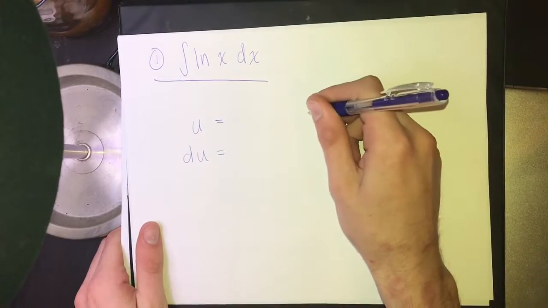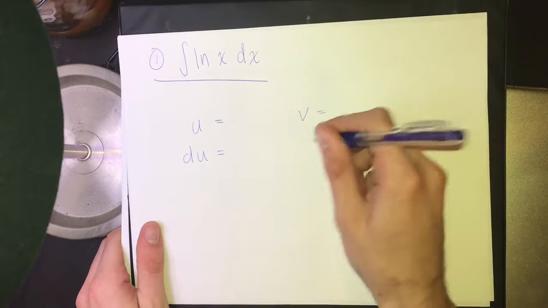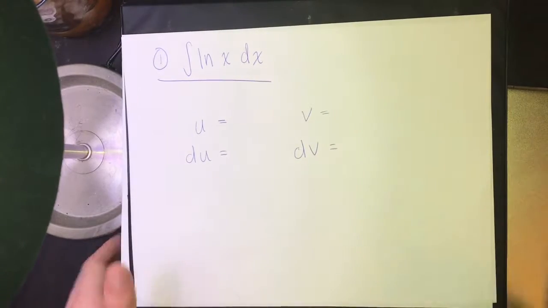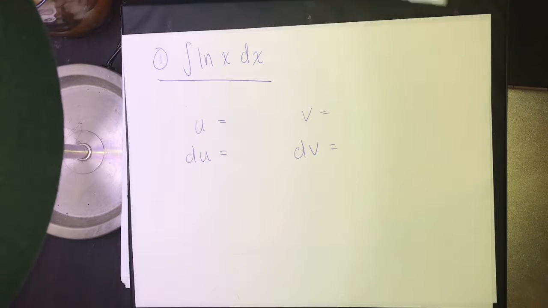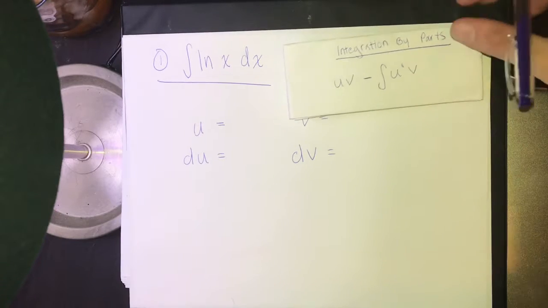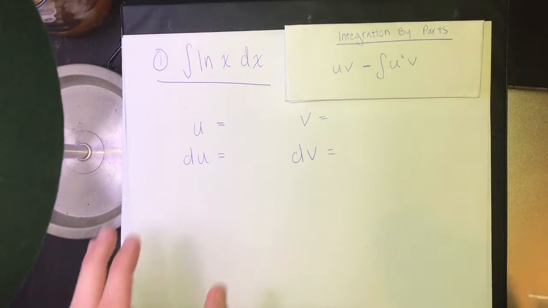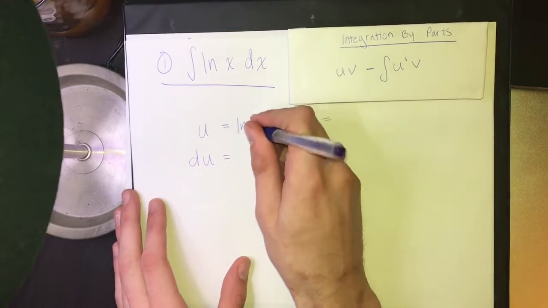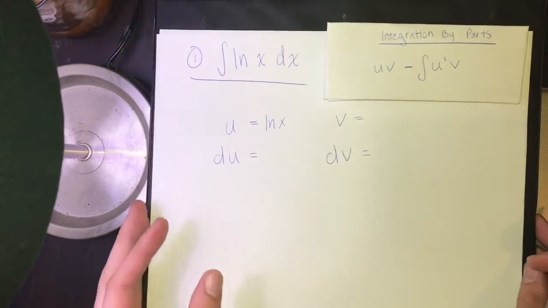The first thing you're going to want to do for all these problems is figure out what your u and your dv are going to be from the problem. In all of these examples, that's going to be easy to figure out because the whole point of this video is dv equaling 1. So u is going to equal the natural log of x, and dv is going to equal 1.